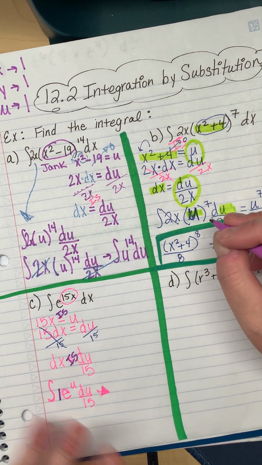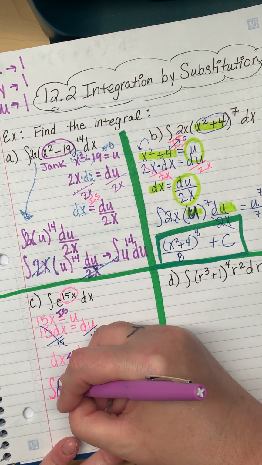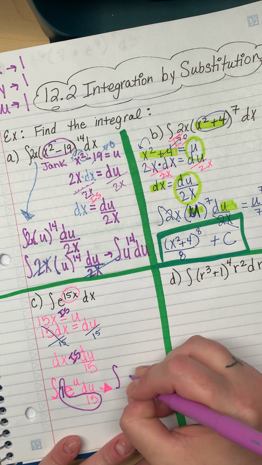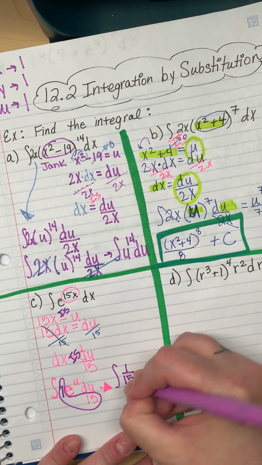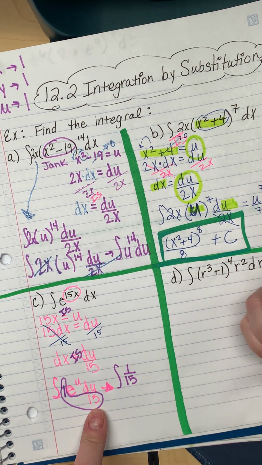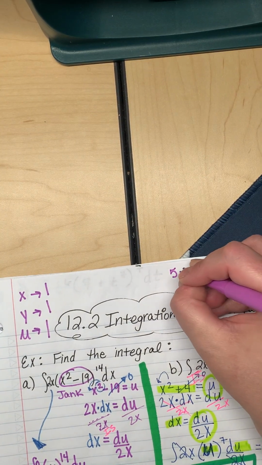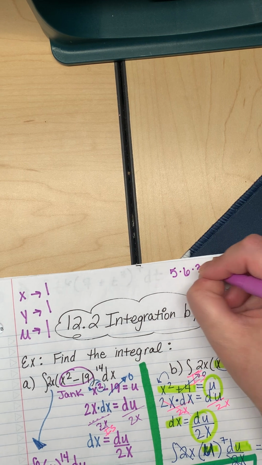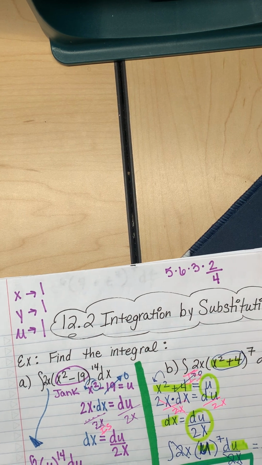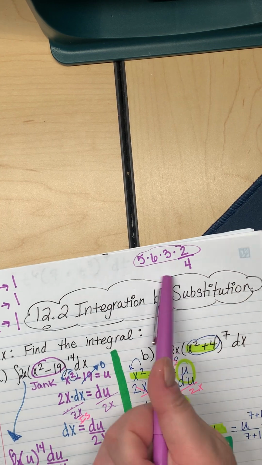And since this is all multiplied, we can say 1 over 15. What? Watch. We can say integral 1 over 15. We pulled the 1 from the e, the 15 from underneath the du. And we can do that because it's all multiplied. It's like saying 5 times 6 times 3 times 2 over 4.